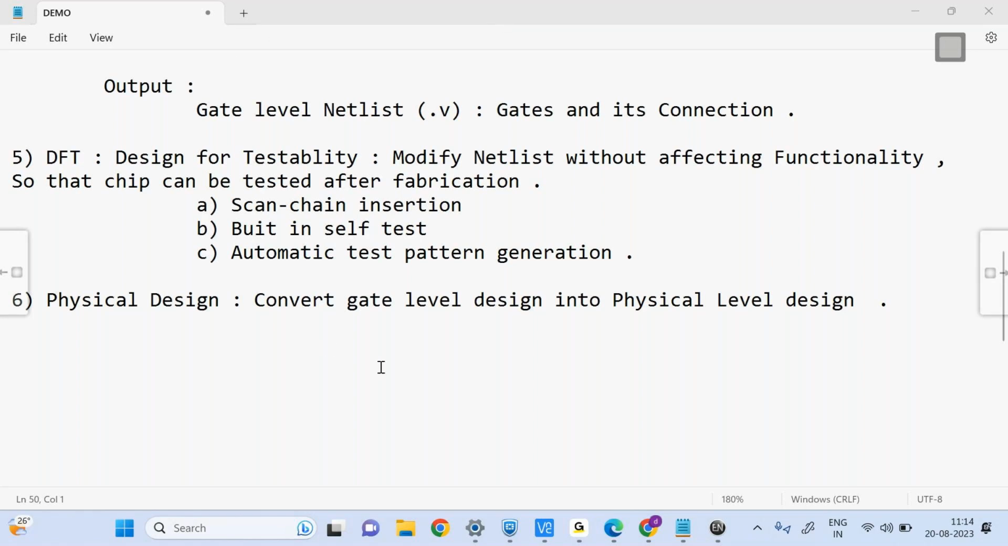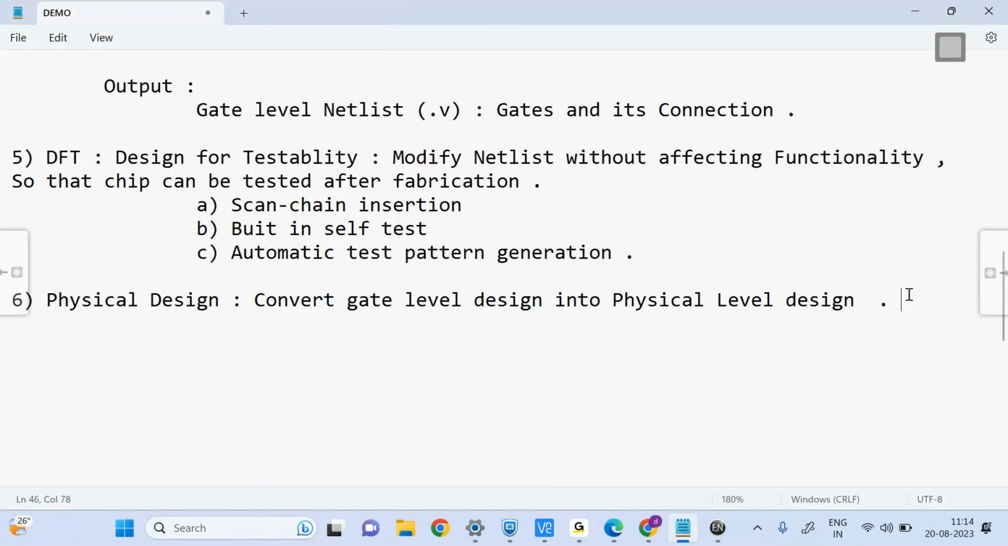Welcome back. So we'll continue again, right? Next, we started with what is physical design: converting the gate level design into physical level design. For this physical design, we need many input files. So what are the main input files for this?